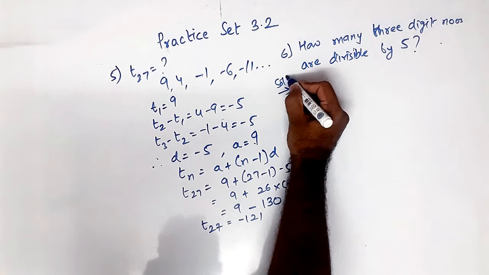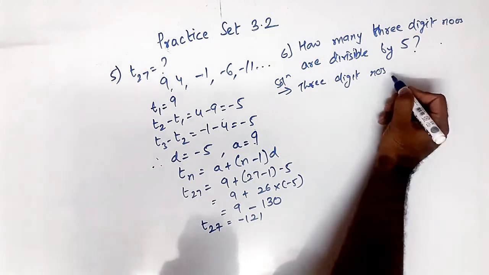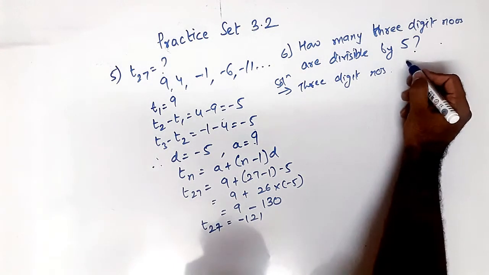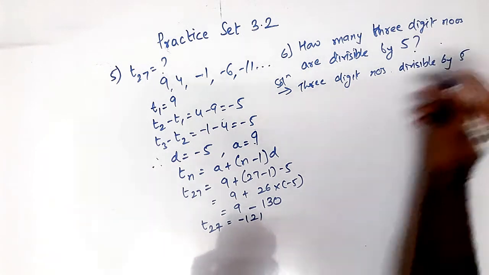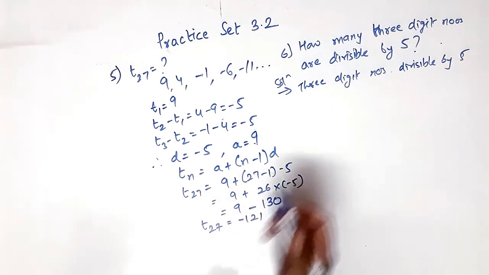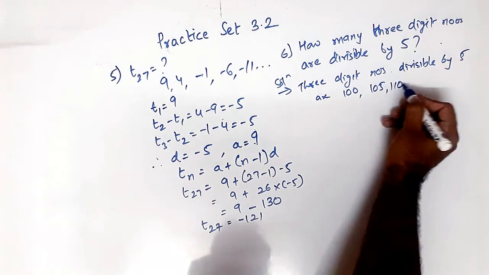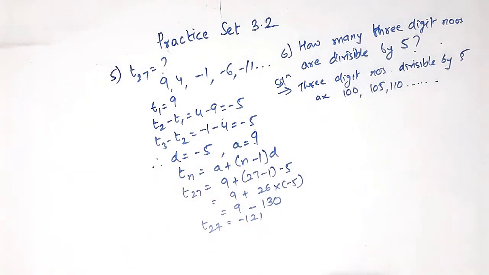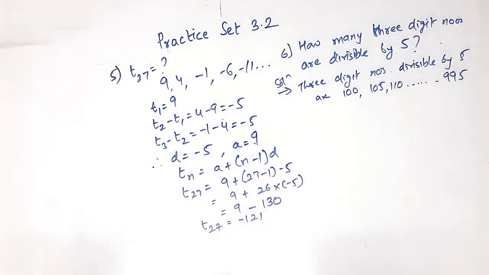This is the solution. 3-digit numbers divisible by 5. What is the smallest 3-digit number? It is 100, correct? So I'll start from 100, then 105, then 110, and it will go on till, what is the biggest 3-digit number? I know it is 999, but we are taking the biggest 3-digit number which is divisible by 5. So it will be 995, correct?